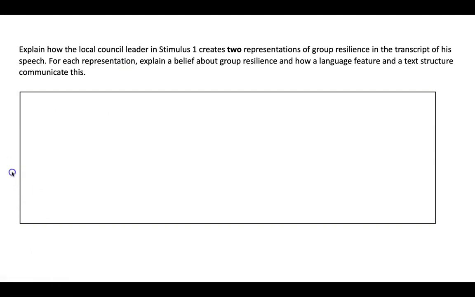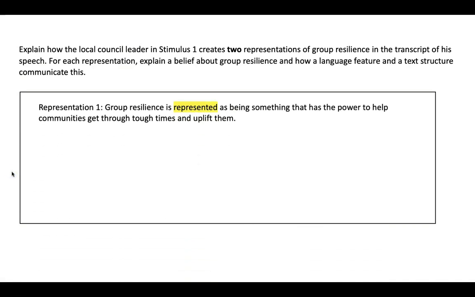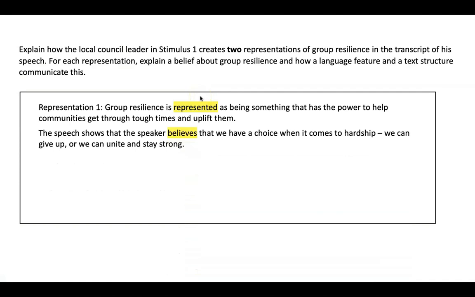My topic sentence would be group resilience is represented as being something that has the power to help communities get through tough times and uplift them. That's my first representation. I might say, the speech shows that the speaker believes that we have a choice when it comes to hardship. We can give up or we can unite and stay strong. There's my belief.